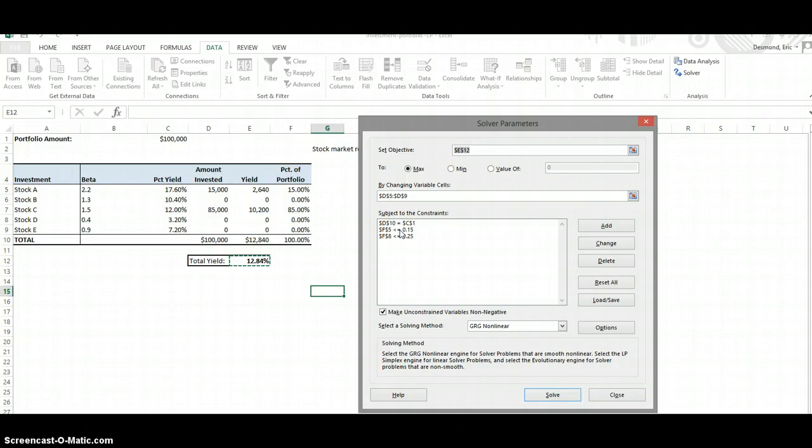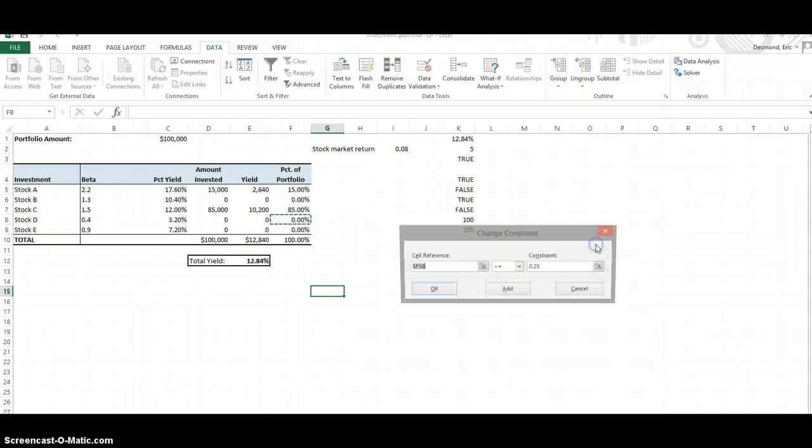Now, what happens if we reset this? And we're going to make a few changes. We're going to get rid of the limit, the ceiling on stock A. So we delete that, and we're going to change this. We're going to say F8, the low yielding stock, must be 25% of our portfolio. Hit change. Cell reference equal. It's got to equal 25% of our portfolio.